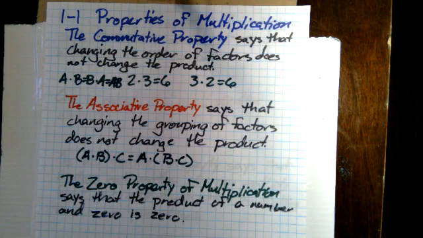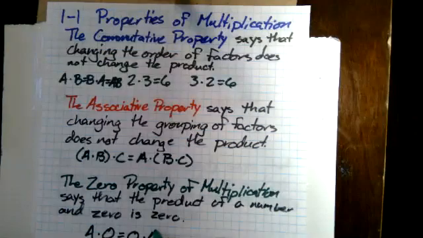The zero property of multiplication says that the product of a number and 0 is 0. So A times 0 equals 0 times A equals 0.